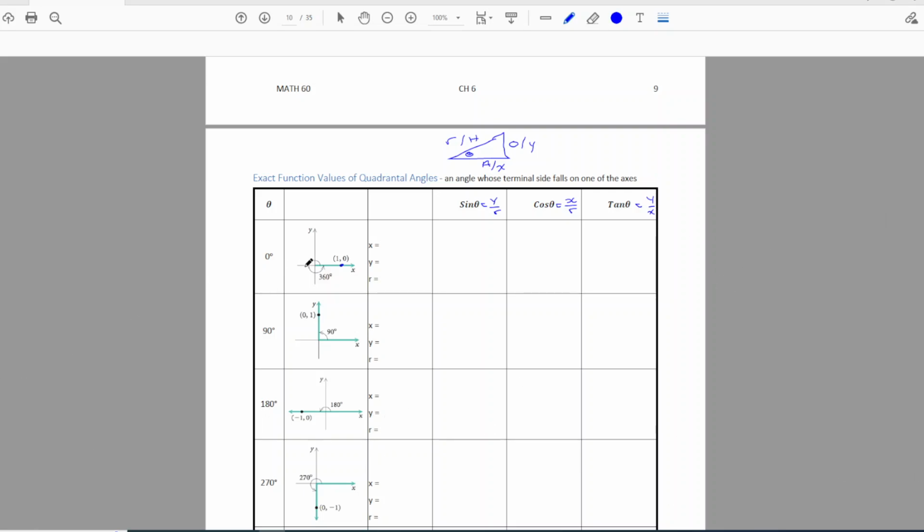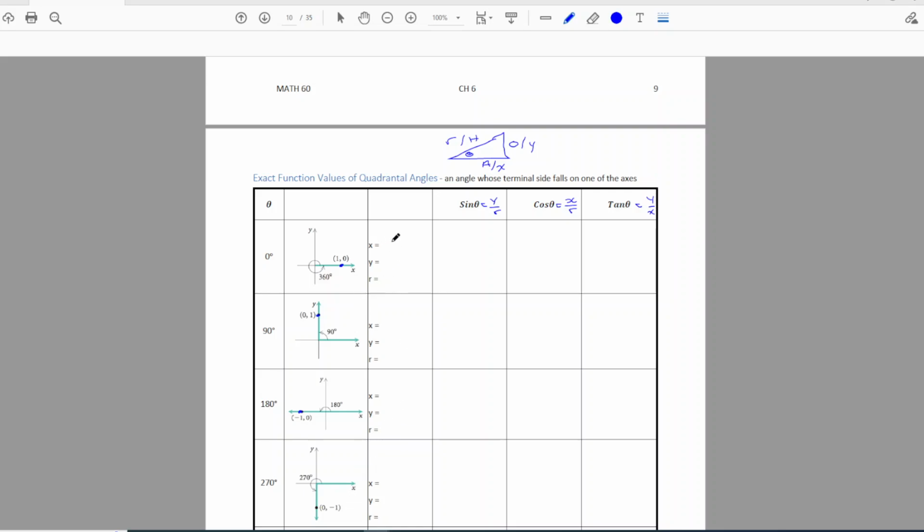So then the next thing we have to do is look at what are the lengths of the x, the y, and the r for these quadrantal angles. And so we're going to think of these all as unit circles, meaning that the radius is 1, which means when you hit the x-axis, you hit at (1, 0). When you hit the y-axis, you hit at (0, 1). When you hit the negative x-axis, you hit at (-1, 0). And when you hit the negative y-axis, you hit at (0, -1).